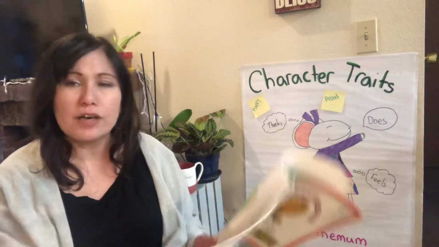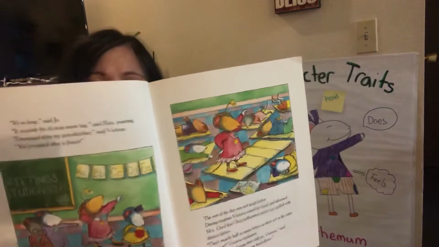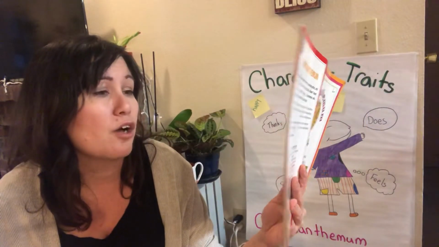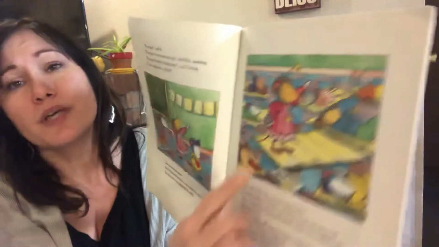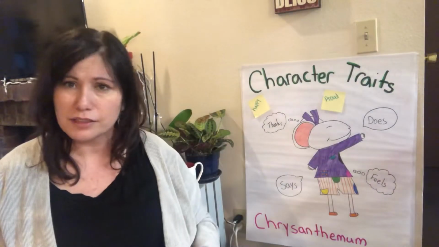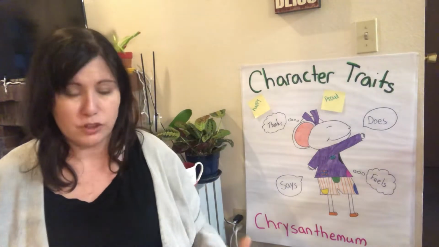That is so rude. How do you think Chrysanthemum is feeling right now? She's trying to take a nap, and you see her, she's right there, and Victoria's standing up talking about her name. That's not very kind. It's not the way a good friend behaves or a good classmate.